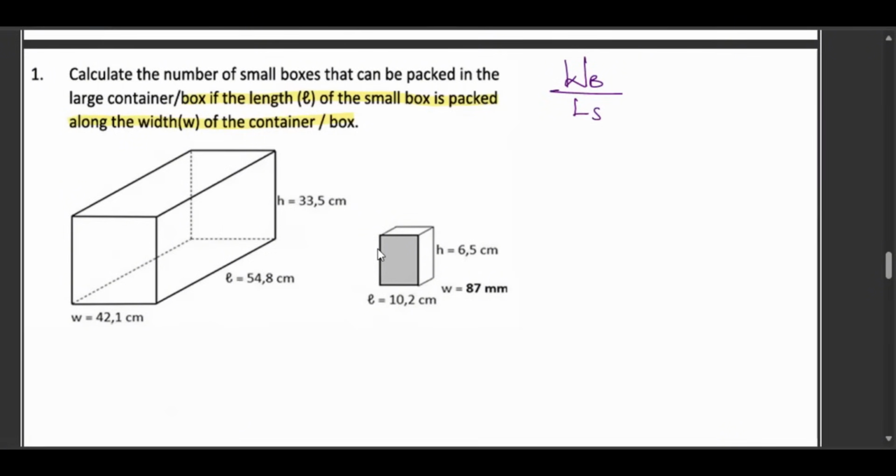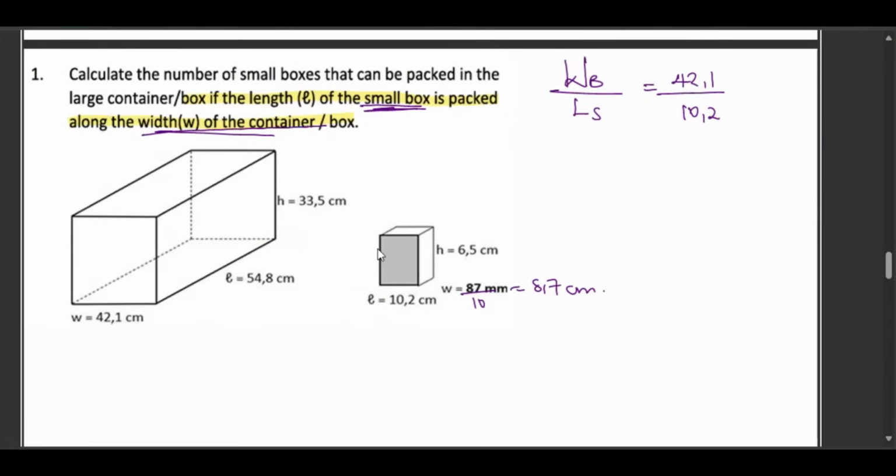Length of the smaller box packed along the width of the bigger box. Make sure that all the units are the same. This one has to change. Width has to change here, divided by 10. It's 8,7 centimeters. We are good to go. What's the width of the bigger box? 42,1, divided by the length of the smaller box. What's the length of the smaller? 10,2.